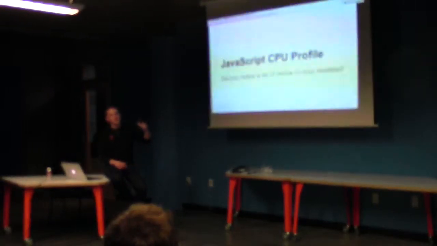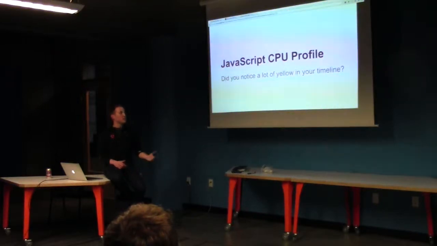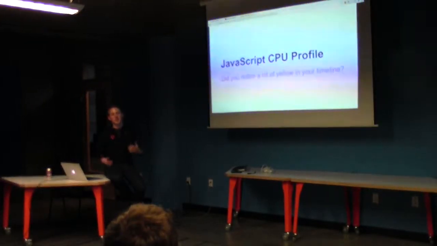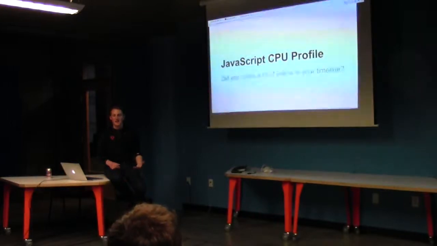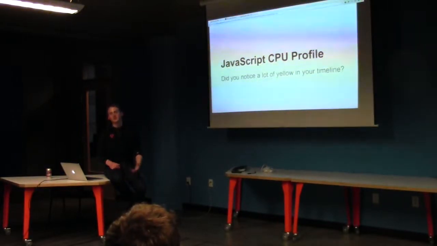It's like the first option when you click that tab open. If you notice a lot of yellow in your timeline, like exorbitant amounts of yellow, you should probably just think about running a CPU profile in your JavaScript because it could be kind of enlightening just to figure out what actually is going on, where the meat of your execution is happening.